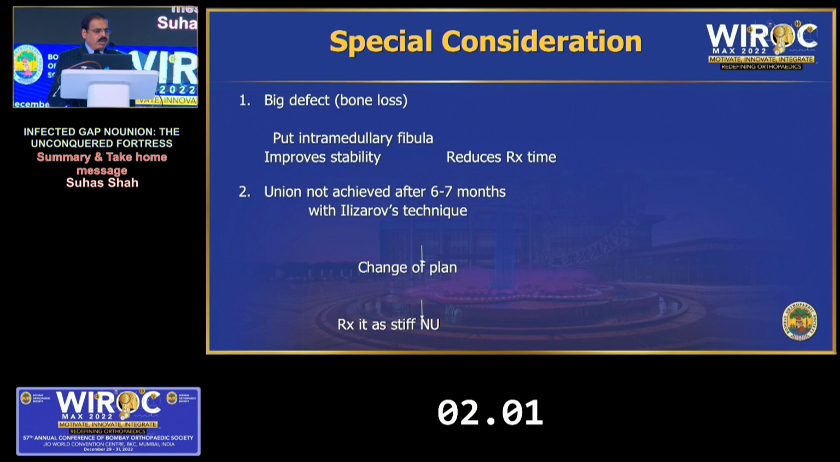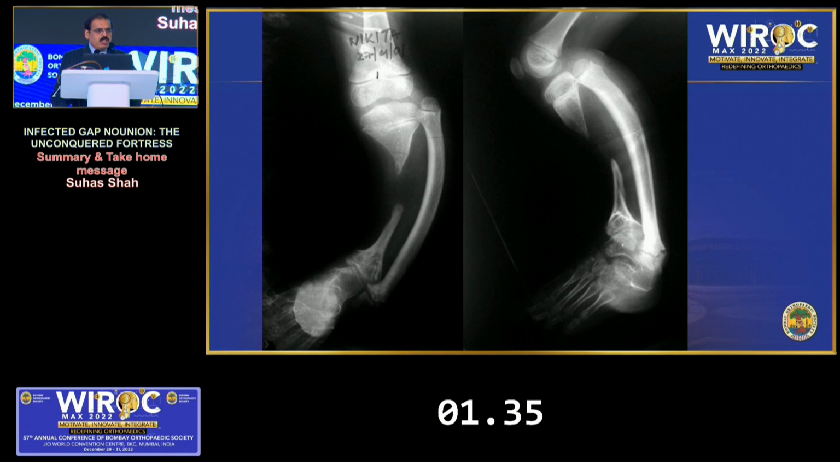Whenever there is a big defect, you might use an intramedullary graft, as you saw the previous speaker showing the intramedullary grafts with good results. It improves the stability and it reduces the treatment time. If union is not achieved after 6 to 7 months with the Ilizarov technique, you have to change the plan, and sometimes you get a stiffness at the non-union site, which you can utilize by distracting the non-union and get a good result. So this is a case of infected non-union in a child.